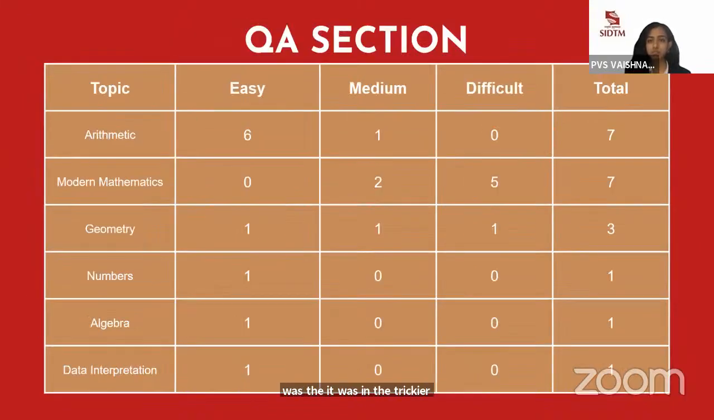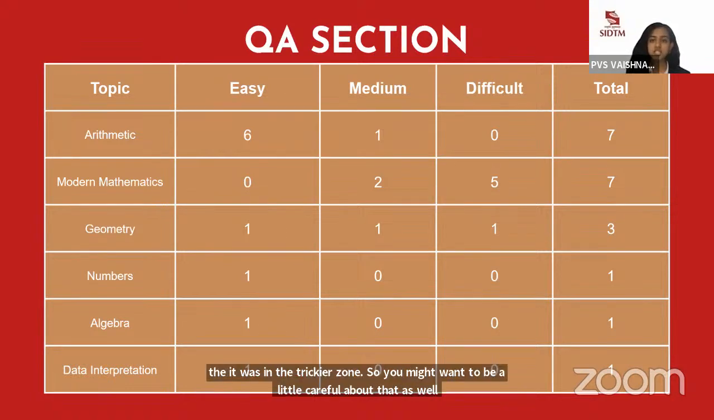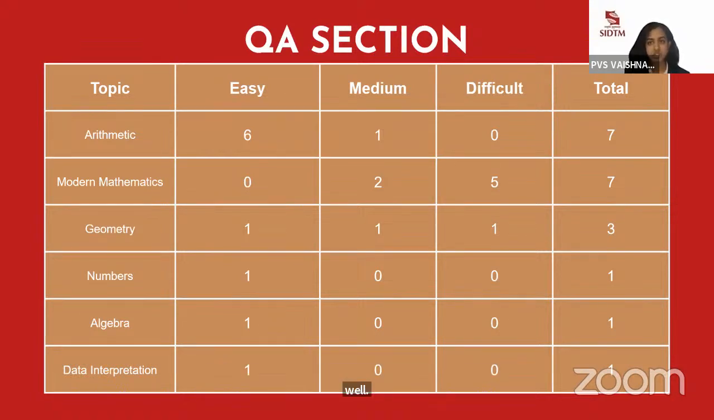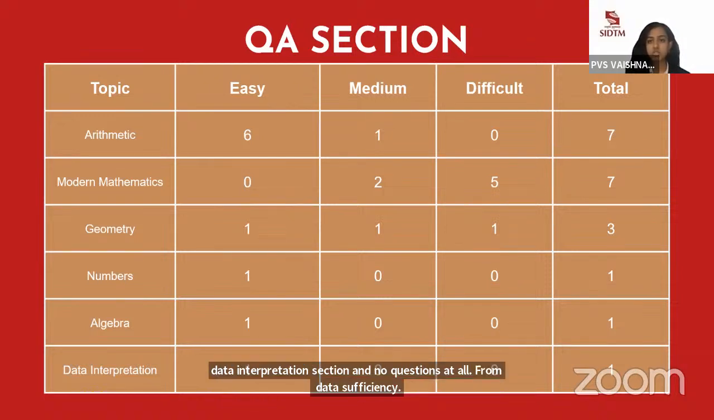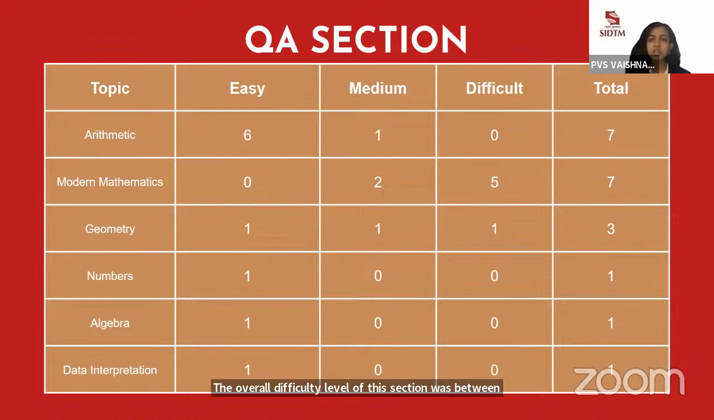Coming to the QA section, out of 20 questions in this section, about 19 questions were from quantitative aptitude, and there was one question from data interpretation, and no questions at all from data sufficiency. The overall difficulty level of this section was between moderate to difficult, mainly because the questions were lengthier as compared to last year.